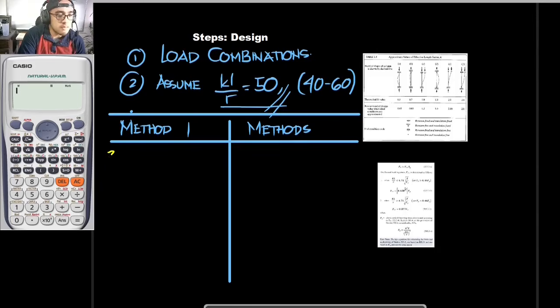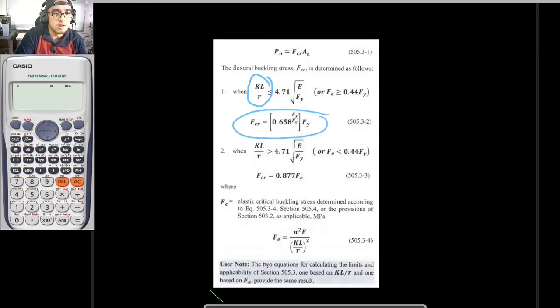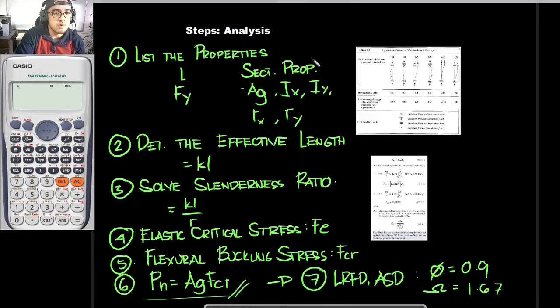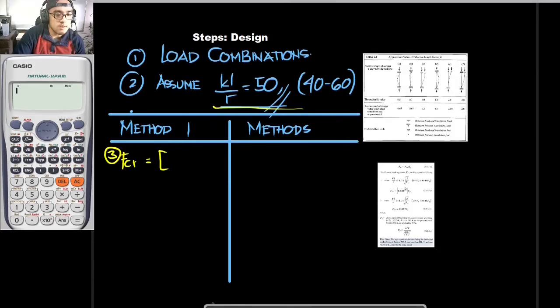So for step 3, after you have assumed KL over R already, you can now actually solve for FCR. So FCR is equal to, the formula we will use is the first one. So we would be assuming that your slenderness ratio is less than or equal to this parameter right here. So 0.658 raised to Fy over Fe times Fy.